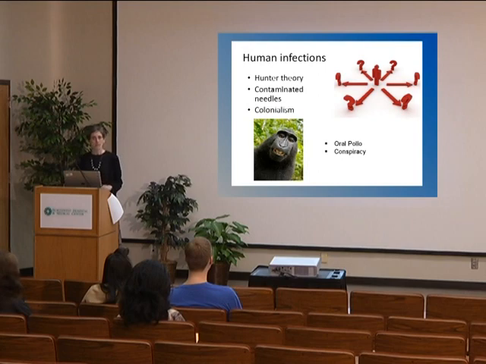Another theory is contaminated needles. If you look at the infection, when it started spreading, it was around the time we were giving smallpox immunizations. They had disposable needles, but in Africa, where resources are limited, they used one needle for several people. So that's another way to get it transmitted.